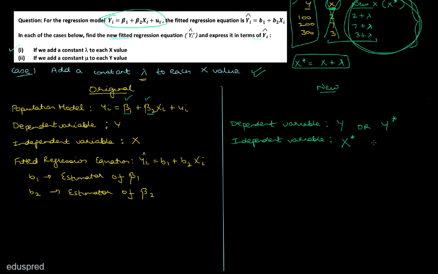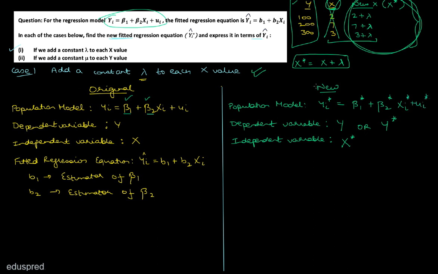You cannot write x over here. You have to make sure that you write x star, right? So basically with this information, how can I write the population model? If I want to write the population model now, I can write that it is yi star. I could have also written yi over here equal to beta 1 star plus beta 2 star xi star plus ui star.